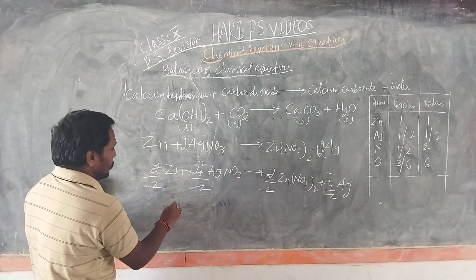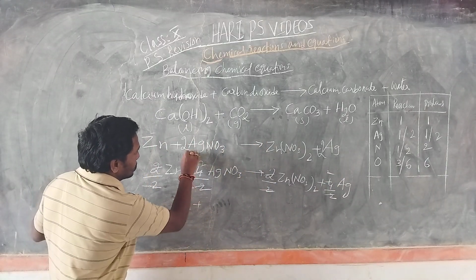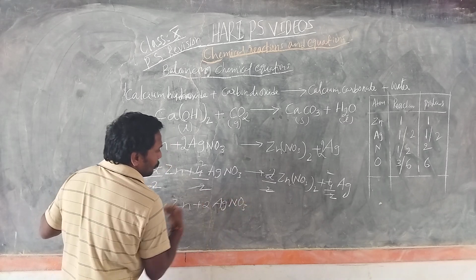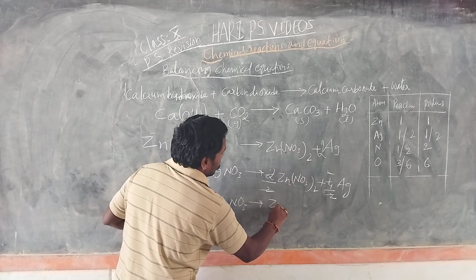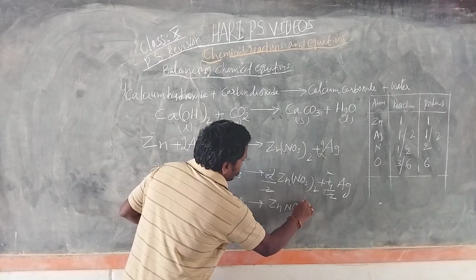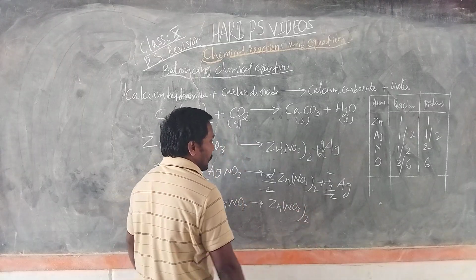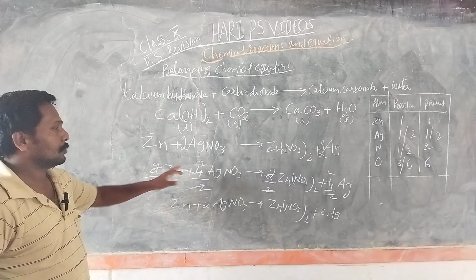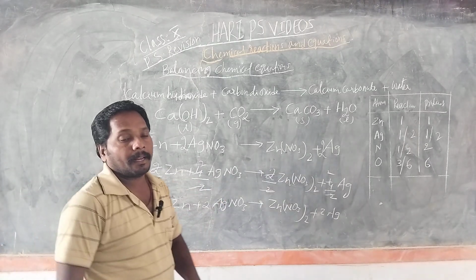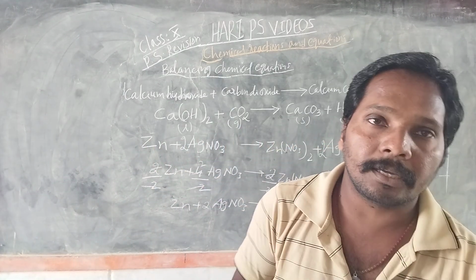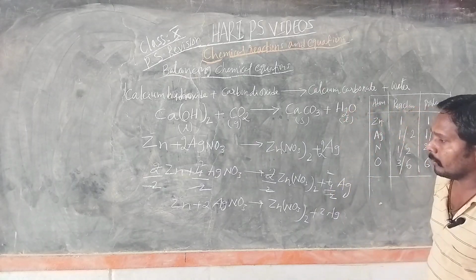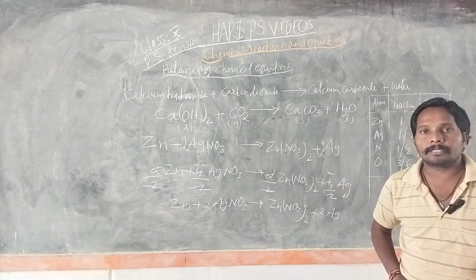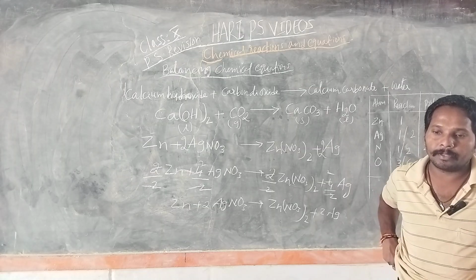Then we get zinc plus 2 AgNO3 gives rise to zinc nitrate plus 2 Ag. So the balanced chemical equation must be in a simple way. The coefficient must be the smallest whole number.